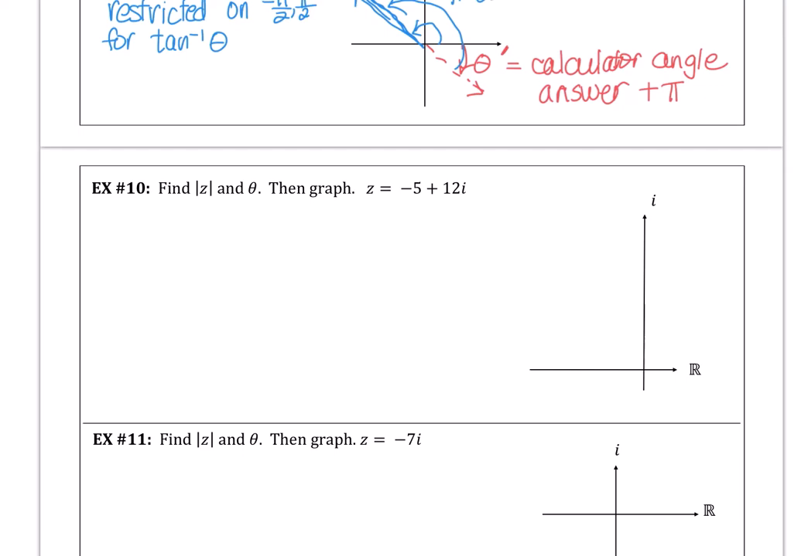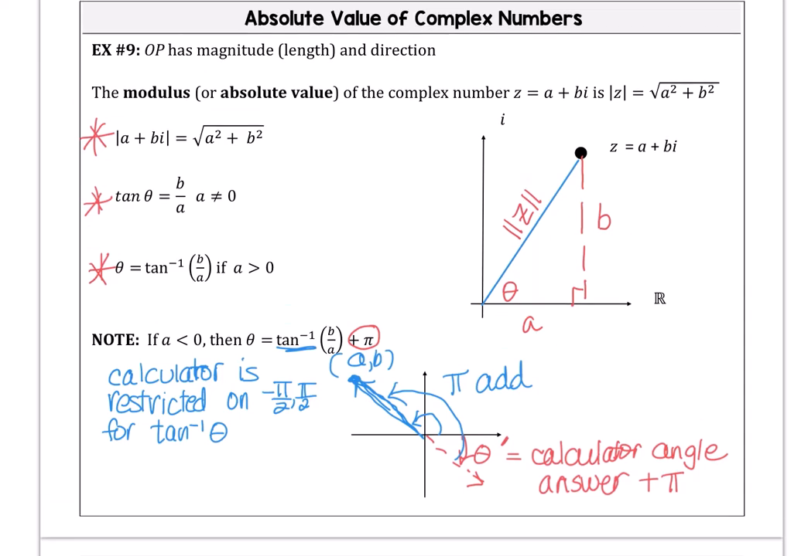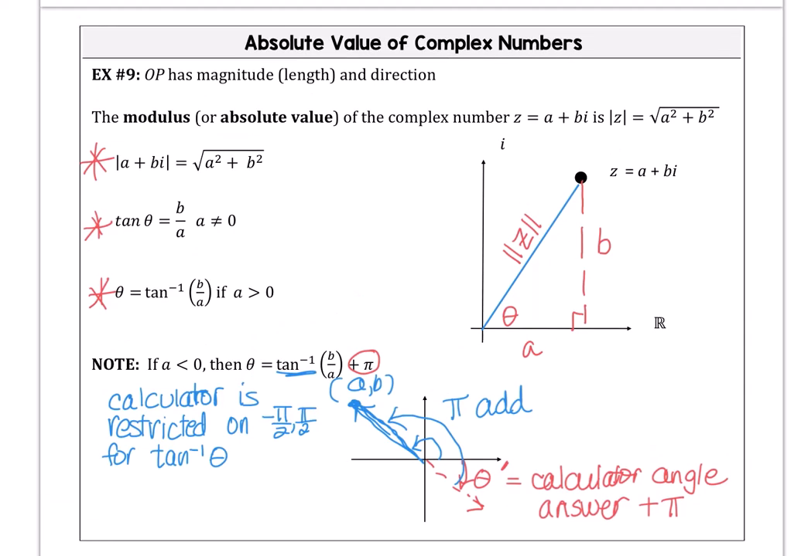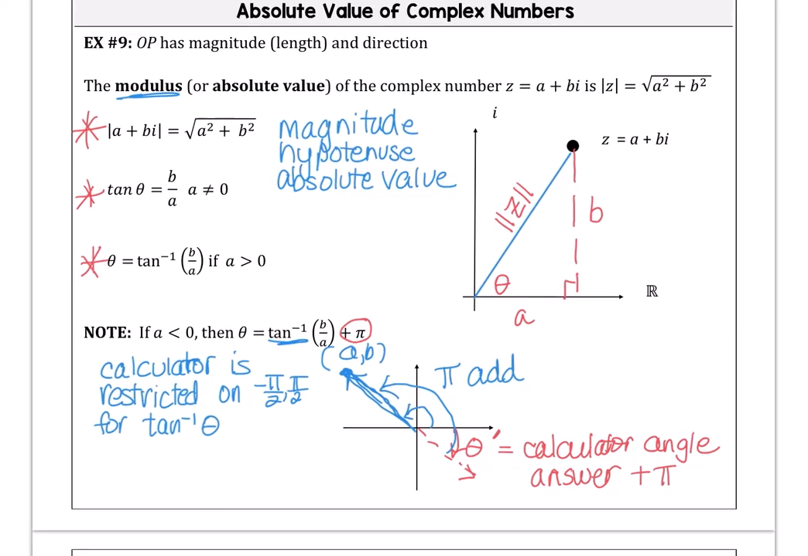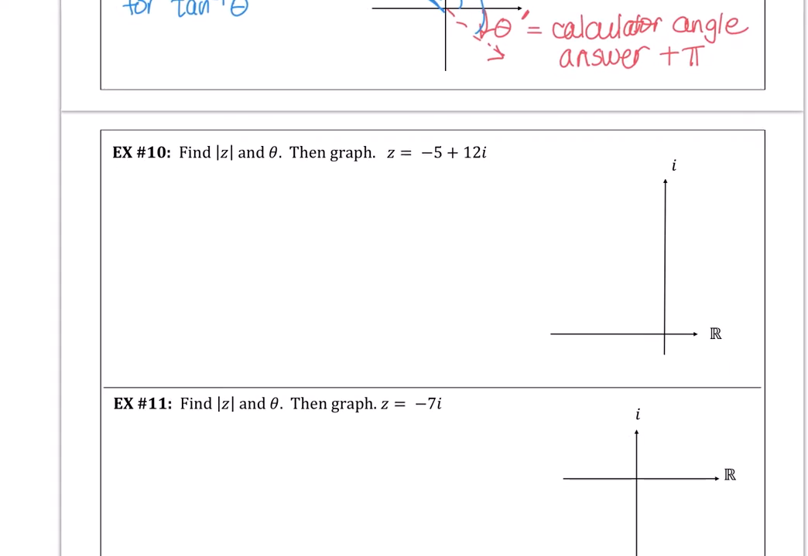Let's find the absolute value. Let's see, I didn't label these. Let's go back a minute. This is magnitude. This first expression is the magnitude. It was also the hypotenuse of that right triangle, and it's called the absolute value or the modulus of the complex number. So when we see this notation, find the absolute value of z and the theta.